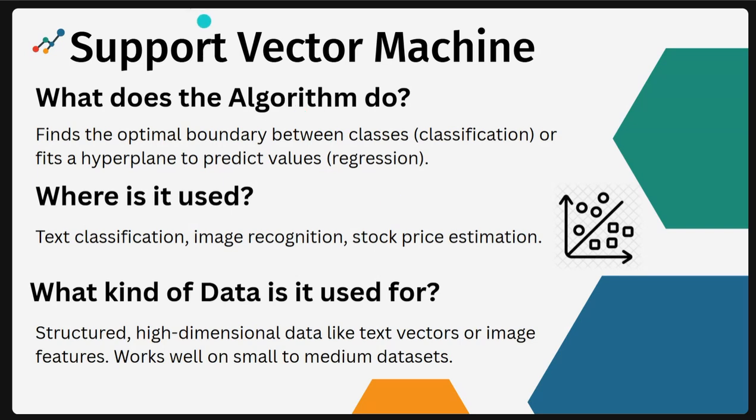SVMs excel in text classification, image recognition, and stock price estimation. They work particularly well with structured, high-dimensional data like text vectors or image features and are effective on small to medium datasets. Artificial neural networks.